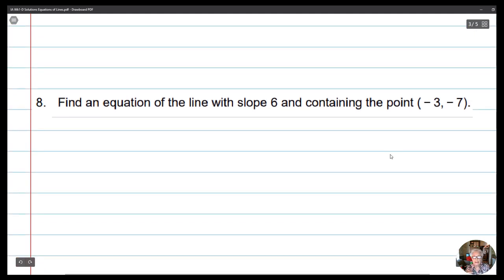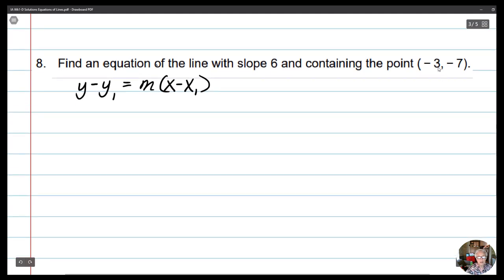Now here's an equation like the one we just did, similar, only it's worded differently. Find an equation of the line with slope 6 and containing the point negative 3, negative 7. There are more words there, so it looks like a different problem, but it's not really. y minus y1 equals m times x minus x1. Now, in this problem, though, you're going to be subtracting a negative 2 times. y minus negative 7 equals slope 6, 6 times x minus negative 3.